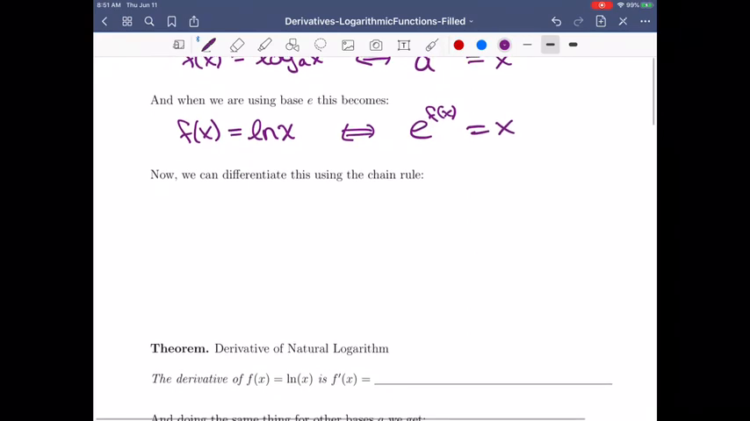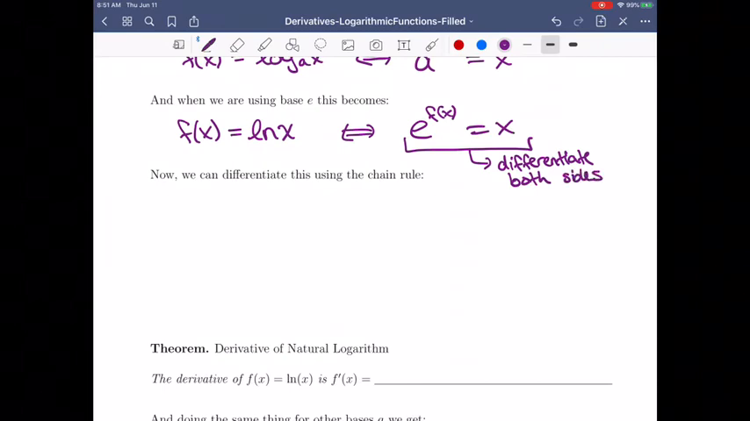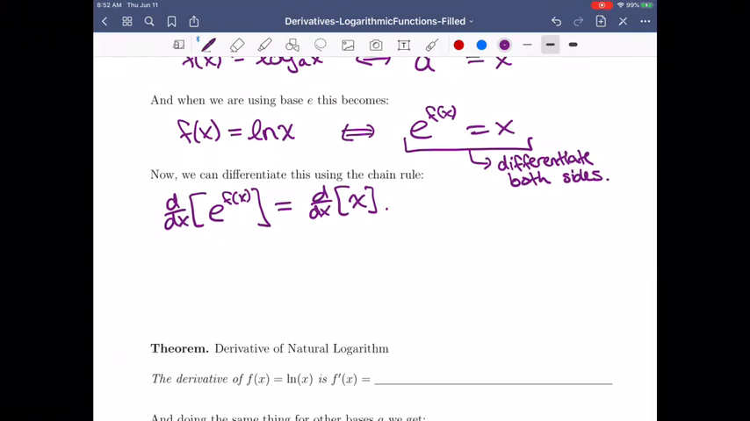What we want to do is we're going to take this equation, okay, and we're going to differentiate both sides. So if these are equal, then the derivatives of each side should also be equal. Okay, so d by dx of e to the f of x should be equal to d by dx of just x. Now the right-hand side is easier to differentiate. It's just 1.